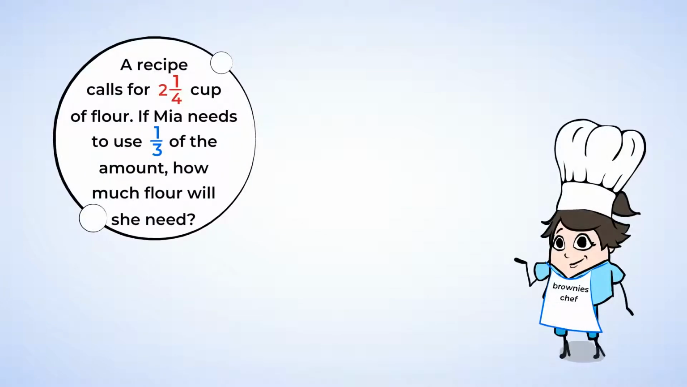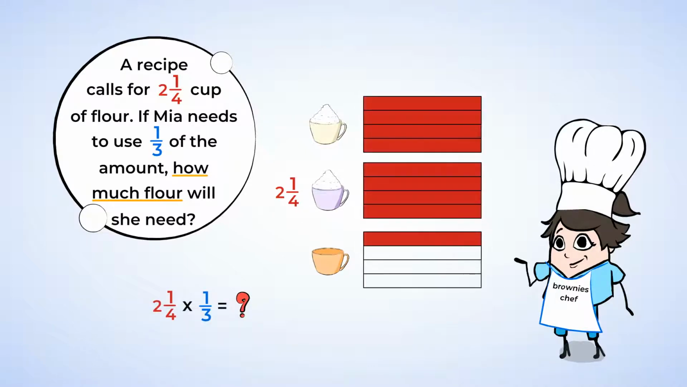Now we need to find out how much flour Mia needs. The original recipe calls for 2 1/4 cups of flour. And now we need to find 1/3 of that amount. All right, here we have 2 1/4 colored in our model. And notice that the wholes are divided into fourths.